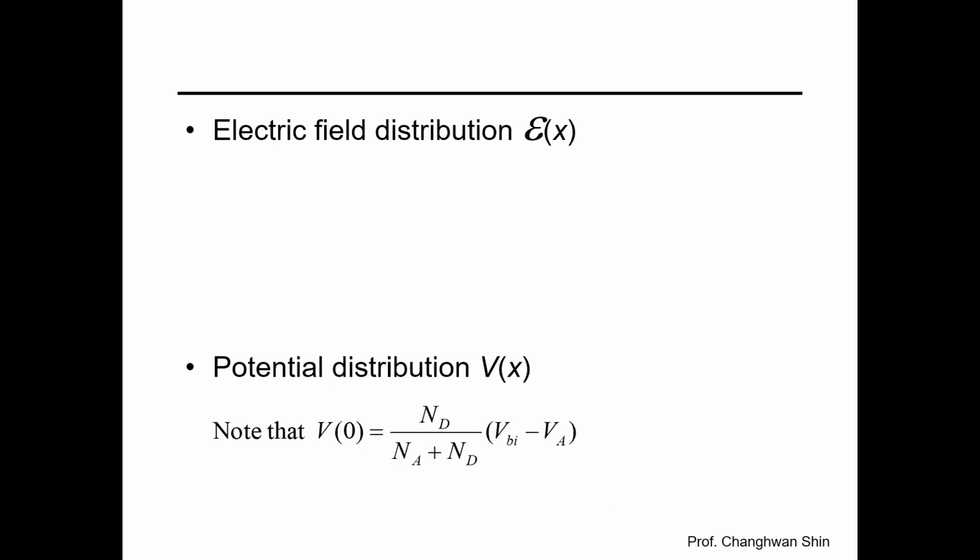So this slide continues our discussion of bias to PN junctions, focusing on the electric field and potential distributions. The electric field distribution E of X varies across the depletion region, reaching its maximum magnitude at the junction interface. The field is created by the fixed charges of the ionized dopants and plays a crucial role in determining junction behavior.